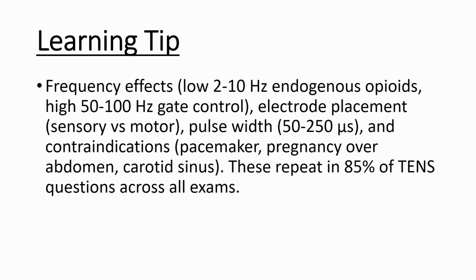So let's start with the learning tip. Frequency effect: low is 2 to 10 Hz, endogenous opioids; high is 50 to 100 Hz, gate control. Electrode placement for sensory and motor. Pulse width of 50 to 250 microseconds. And contraindications: pacemakers, pregnancy over abdomen, carotid sinus. This repeats in 85% of the TENS questions across all exams.